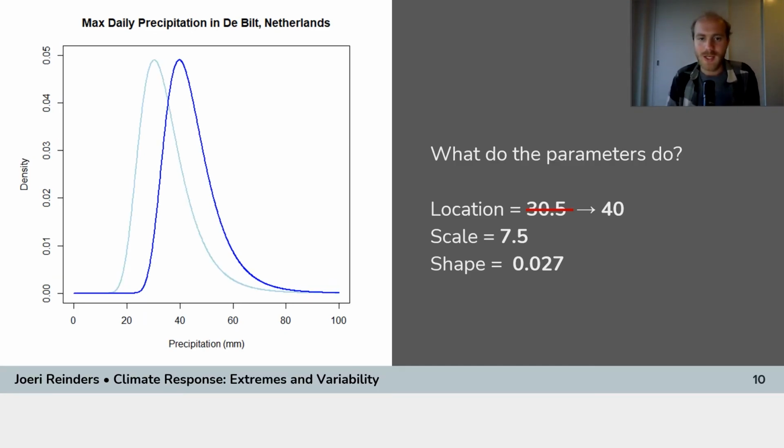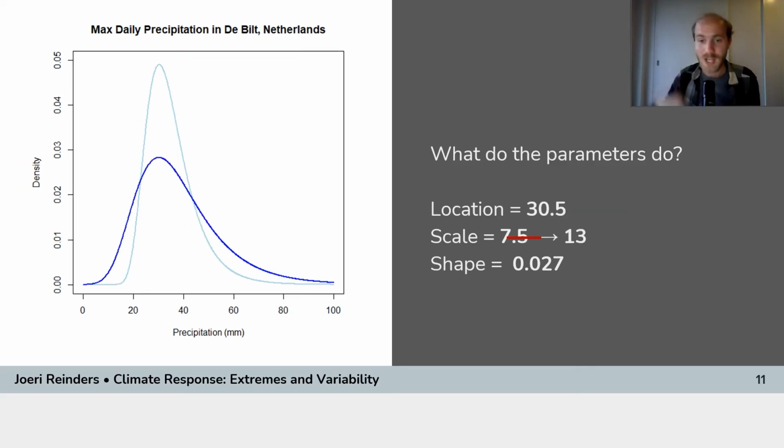What happens when we change our location parameter? Now we made it 40. You can see that the whole distribution barely changes in shape, it just shifts to higher values. That's because our shape and scale are still the same. So you barely see any change in shape, it's mostly just a shift in its location.